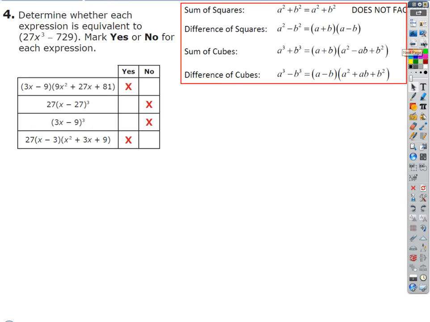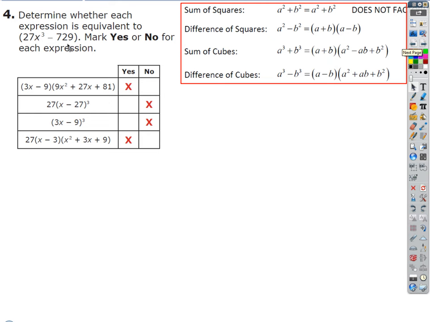Okay, what about this? So this is determine whether each expression is equivalent to the expression 27x cubed minus 729. Mark yes or no for each expression. So the math way of doing this would be, we've done stuff like this, right? Would be to maybe factor this thing and see what we get when we factor it.